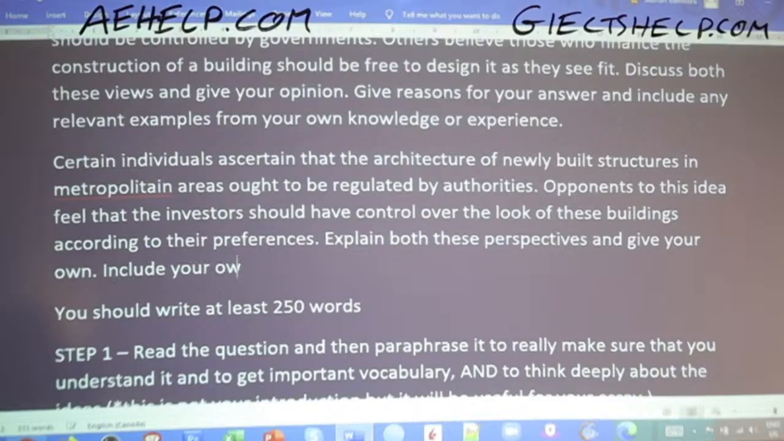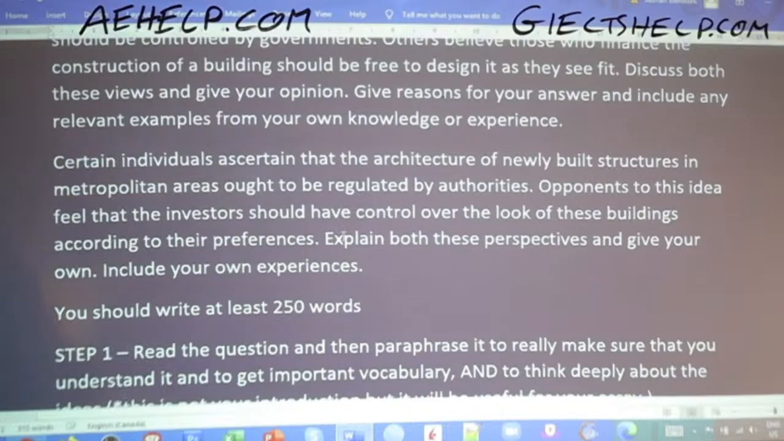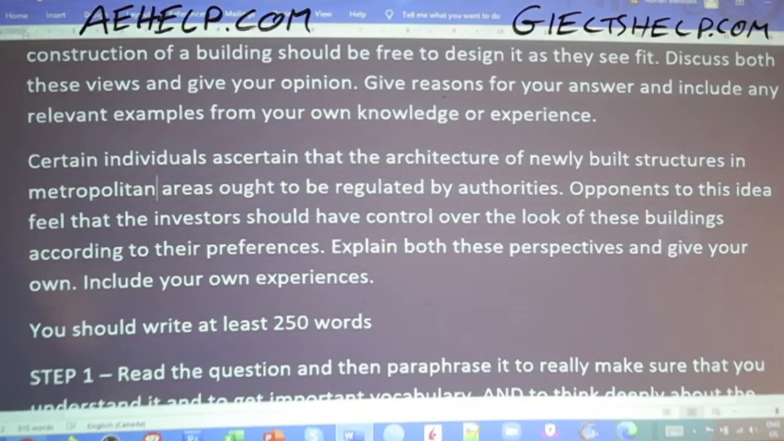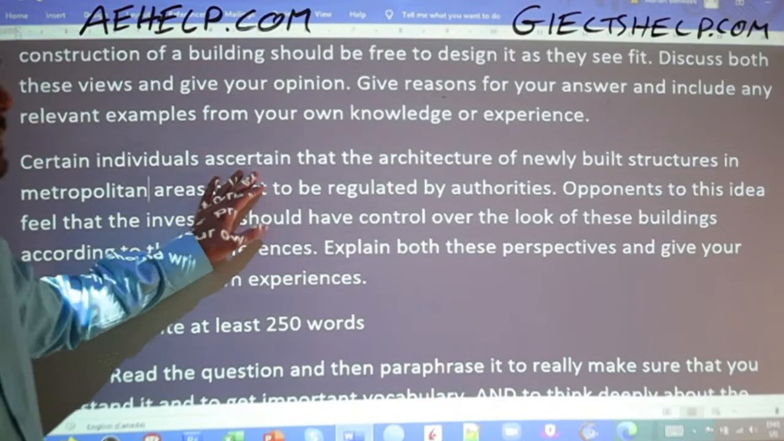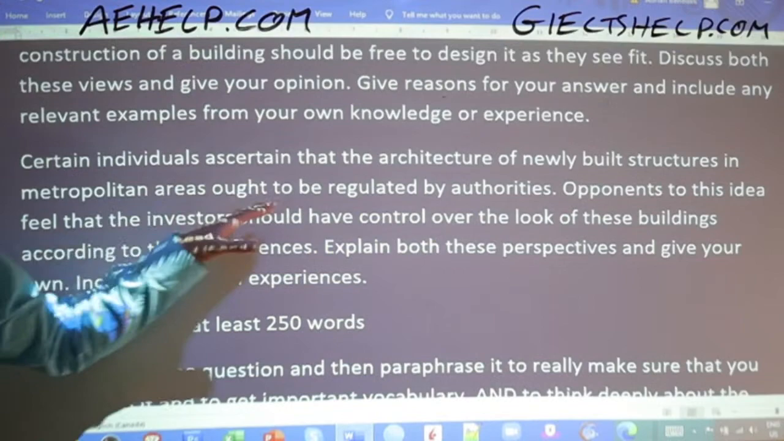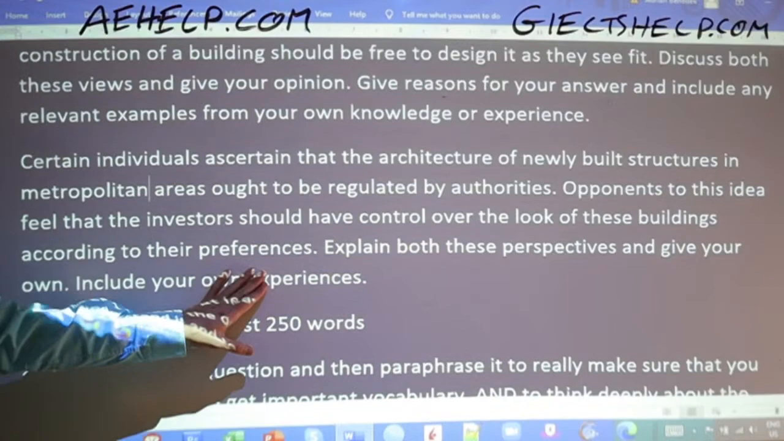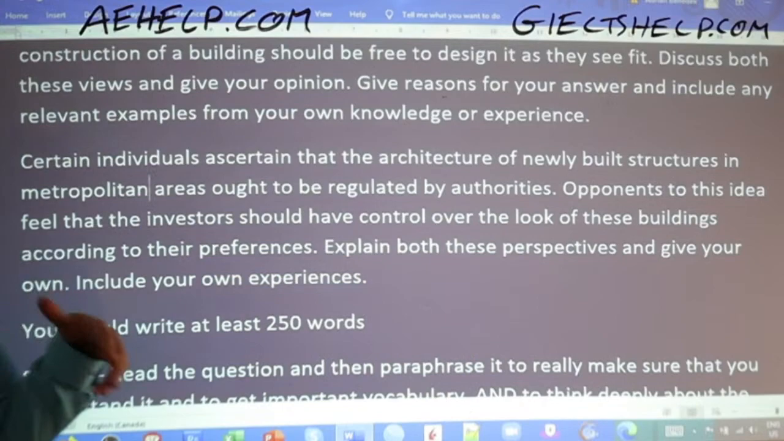All right. So here is my paraphrase. Certain individuals ascertain that the architecture of newly built structures in metropolitan areas ought to be regulated by authorities. Opponents to this idea feel that the investors should have control over the look of these buildings according to their preferences. Explain both these perspectives and give your own. All right, now when you're practicing this at home, read the original again and make sure that it makes sense.